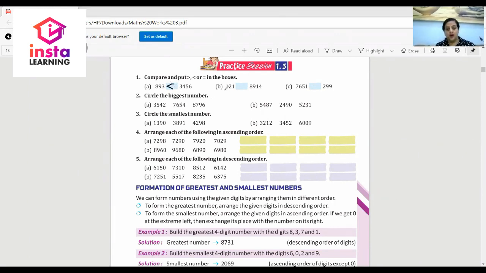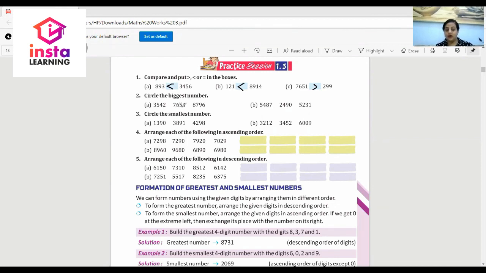3456. Now 121 and 8914, which is bigger? 8914 is greater. 7651 is bigger, or 299 is bigger? 299 is smaller, 7651 is bigger.